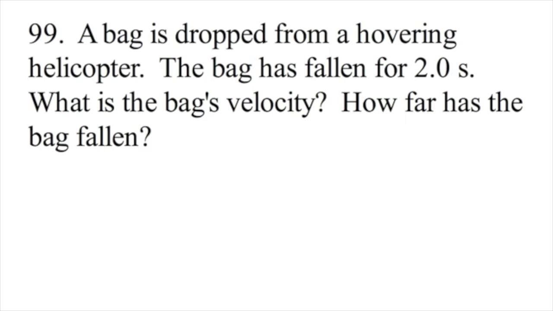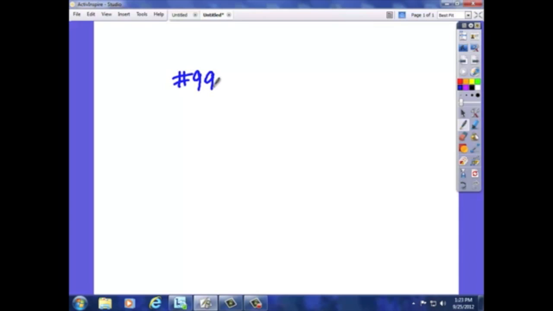Question 99, I'm reading, says a bag is dropped from a hovering helicopter. So, if we're looking at number 99, we want to understand that dropped means that its initial velocity is 0. The initial velocity is 0 because it's dropped from rest. It's dropped from a hovering helicopter. The bag has fallen for 2 seconds. That's our time. 2 seconds.